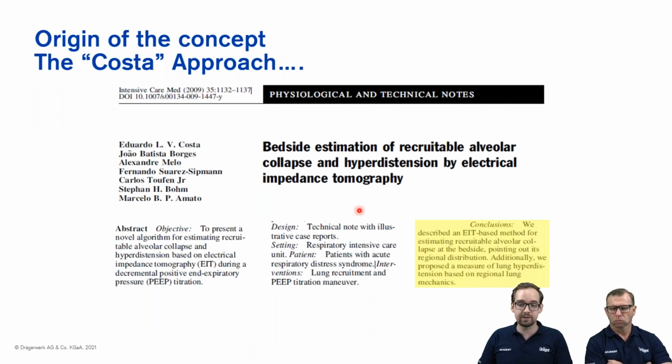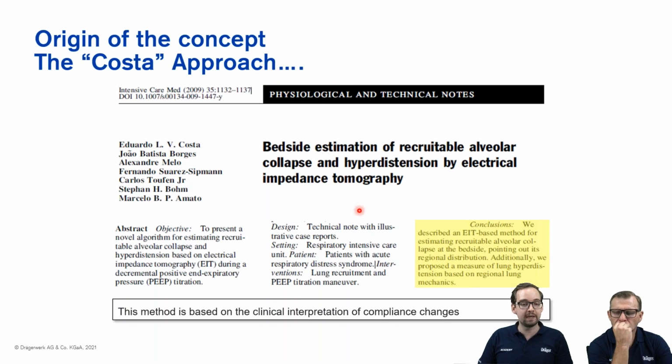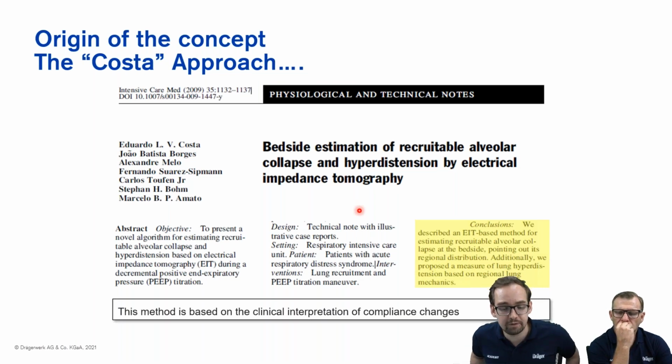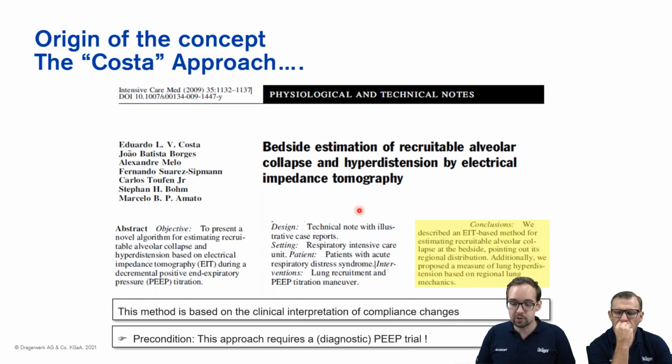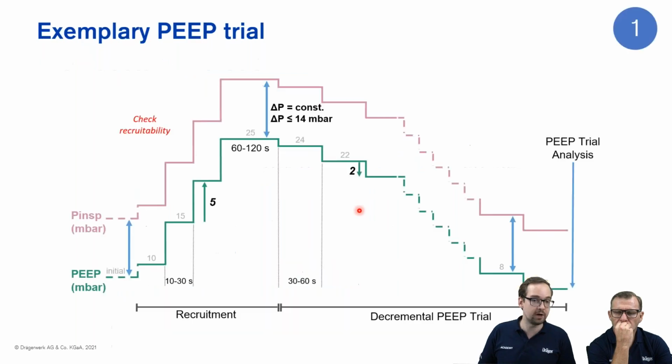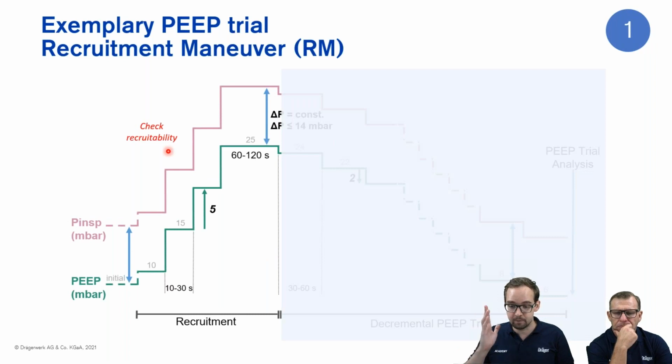The approach that I'll be sharing with you is based on the Costa approach, where we are looking at changes and interpretation of lung compliance; we can actually look at regional lung compliance. All we need to do is perform a diagnostic PEEP trial. This is one example of how this PEEP trial could look: keeping a constant driving pressure, recruiting the lung stepwise, followed by a decremental PEEP trial. And if you look at the time needed, this can be done in less than 10 minutes.